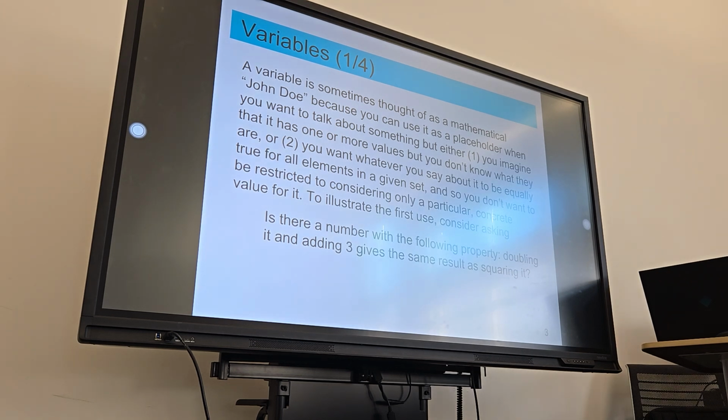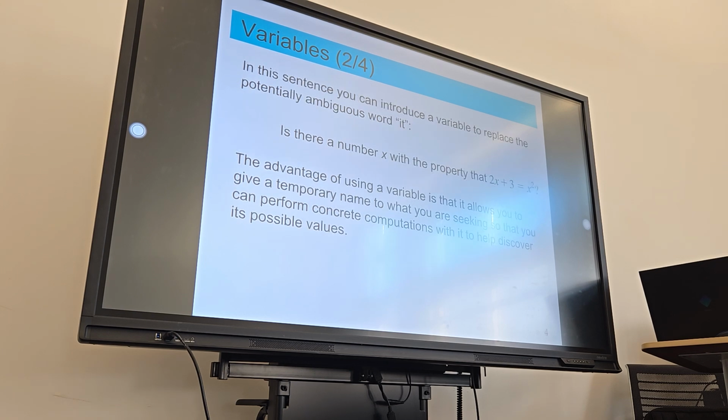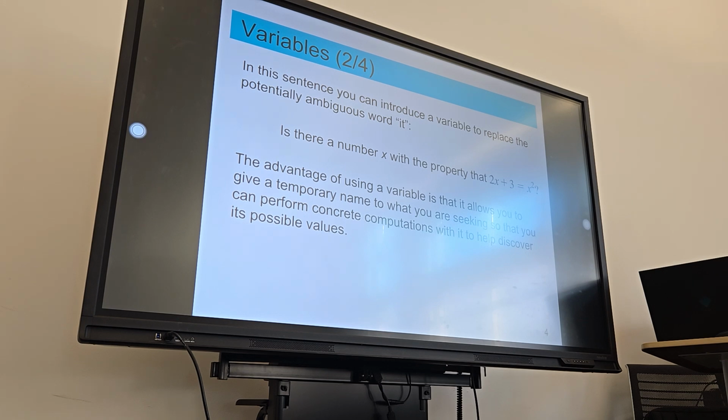So the first use, the question: is there a number with the following property? Doubling it and adding 3 gives the same result as squaring it. You can introduce a variable to replace the potentially ambiguous word "it." What is it? You don't know. But when you ask the question: is there a number x with the property that 2x plus 3 equals x squared?